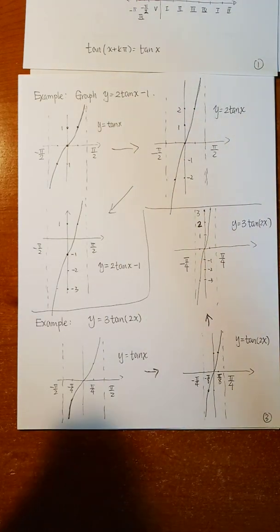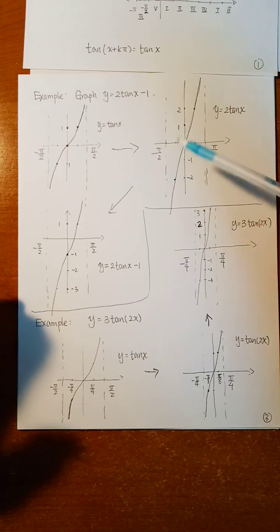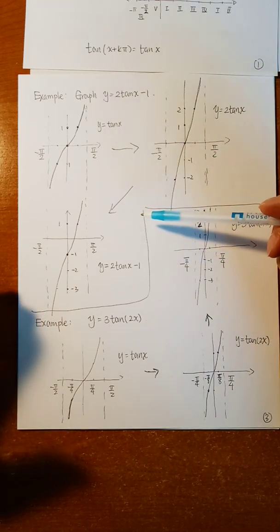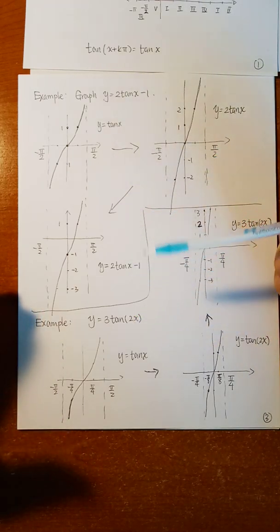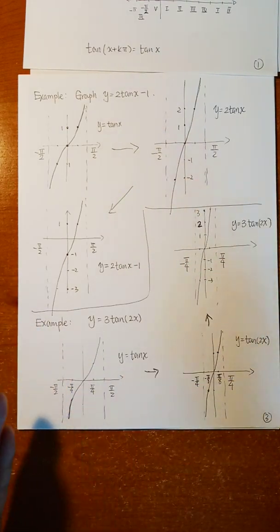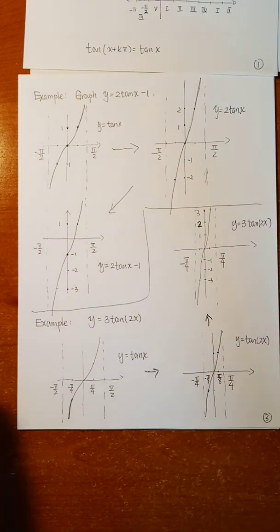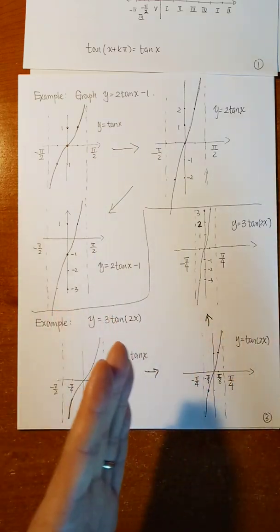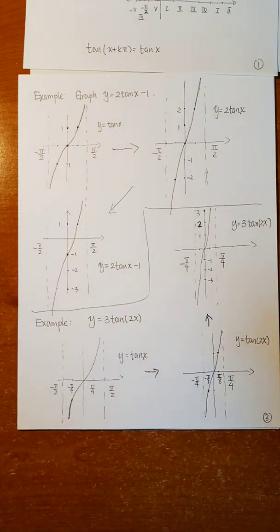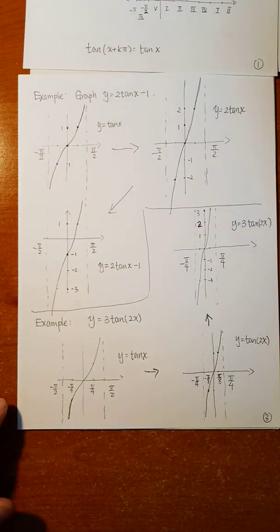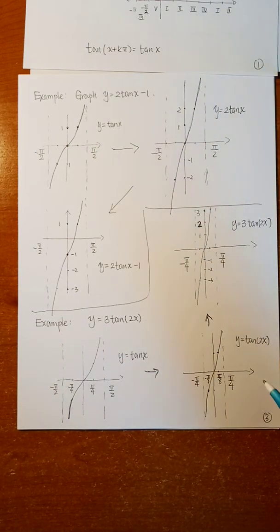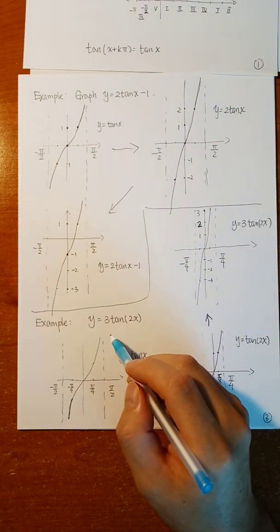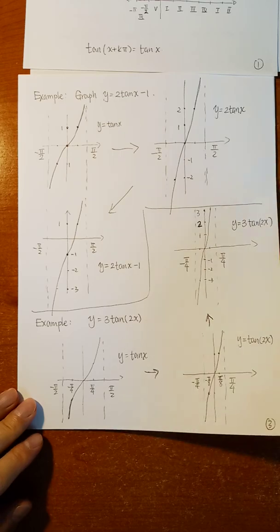Right? So if you are required to sketch the graph of this periodic function, you just sketch one period. That's enough, because other pieces of the graph will be identical to this one period. You just shift it to the different period. Okay, so this is y equal to 3 tangent of 2x.